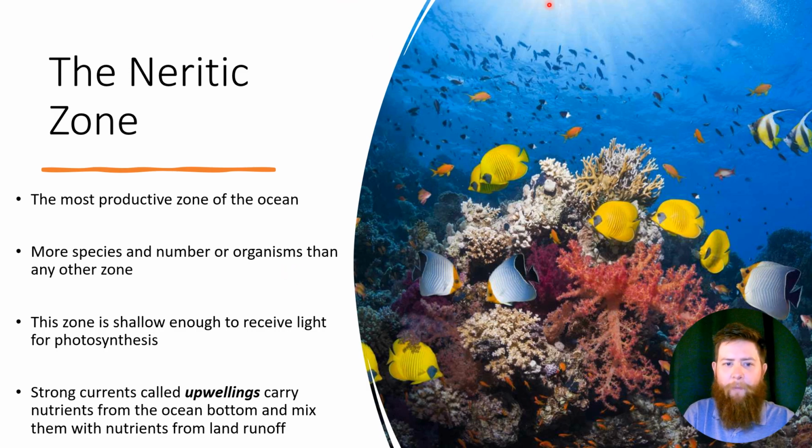It has what we call upwellings, where currents from the bottom will move nutrients to the top, and then those nutrients will circulate back around. This upwelling is really, really important because we don't have this in the next area, the Oceanic Zone. We don't get these really strong upcurrents that recycle nutrients back around through this ecosystem.